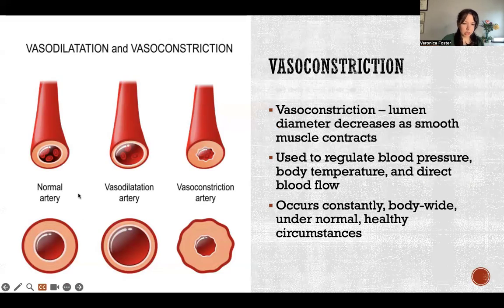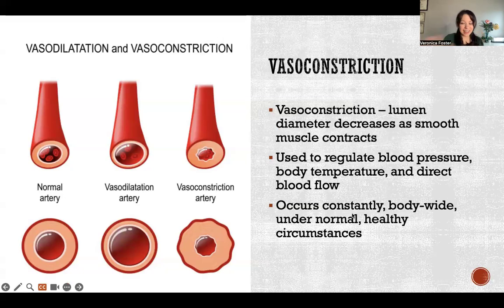So, if we look in our picture here, here is a normal artery. Here's what happens when it vasodilates, so the lumen becomes larger. And here's what happens when it vasoconstricts, so the lumen becomes smaller. The lumen simply means the space inside of the vessel. So as we vasoconstrict, it gets smaller, and as we vasodilate, it gets larger.